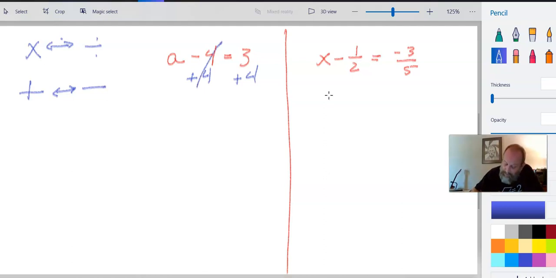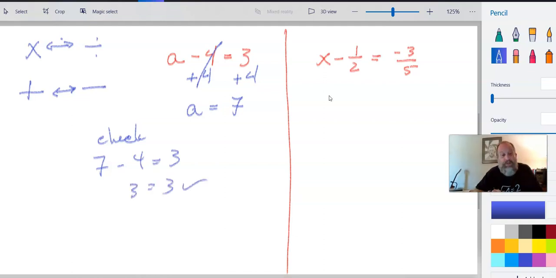So that'll cancel, and I get a is equal to 7. And then we can check. Right, here's my check. Let's see, a minus 4 equals 3, so that means that 7 minus 4 should equal 3, and 7 minus 4 is 3, so that works. Right, we win. A equals 7 is the correct answer.